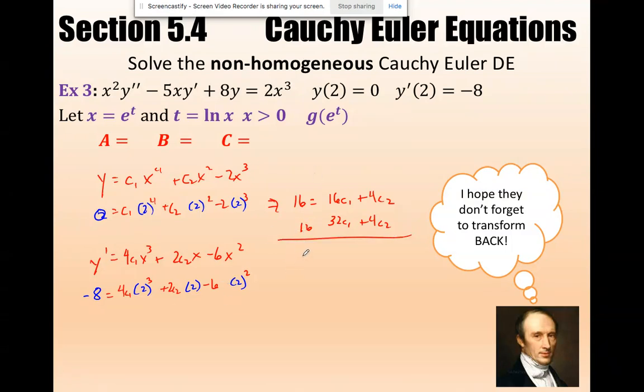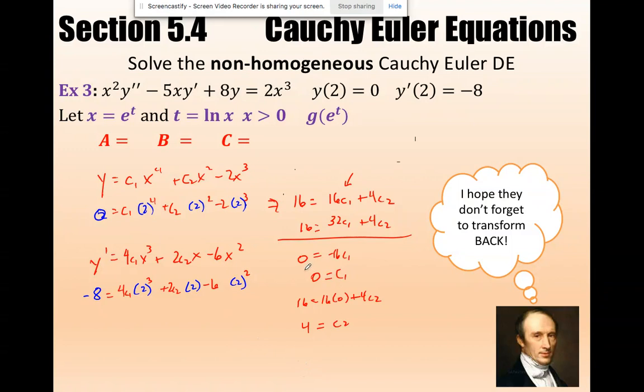Well, this is nice. I can just subtract down, and who cares what C1? That's going to go away. So whatever. Negative 16 C1. C1 is equal to 0. Plug back in. C1 equals 0 up here. So I get 16 is equal to 16 times 0 plus 4C2. C2 must be 4.